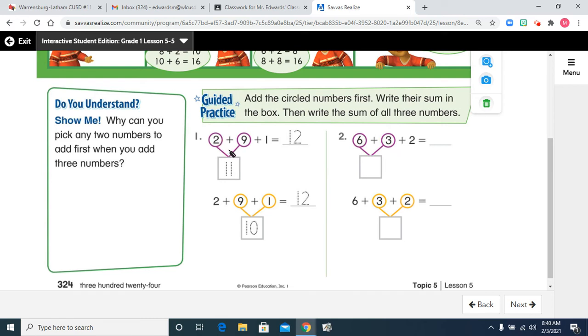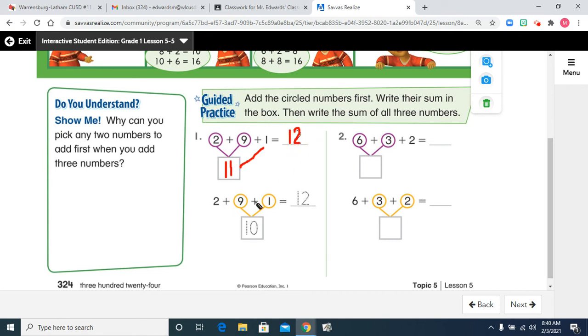They picked 2 plus 9, and they got 11 for 2 plus 9. Everybody should know that one. And so since they used 2 and 9 to get 11, we know that the last two numbers we have to add are 11 and 1. And what's 11 plus 1 more? Well, we know that's 12.